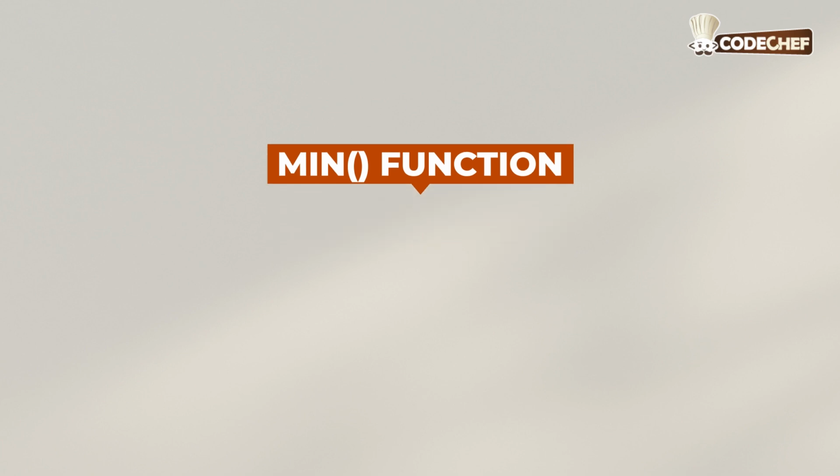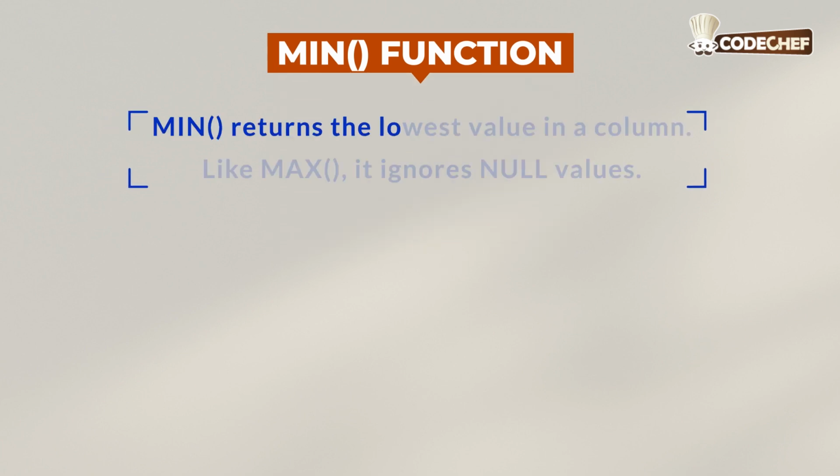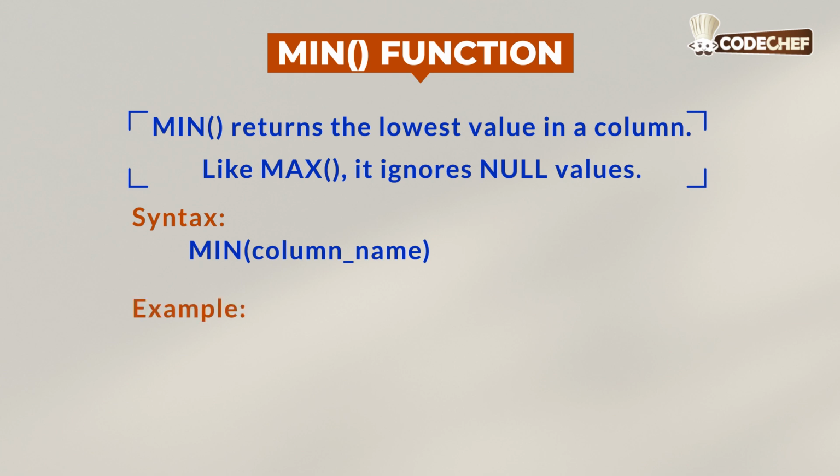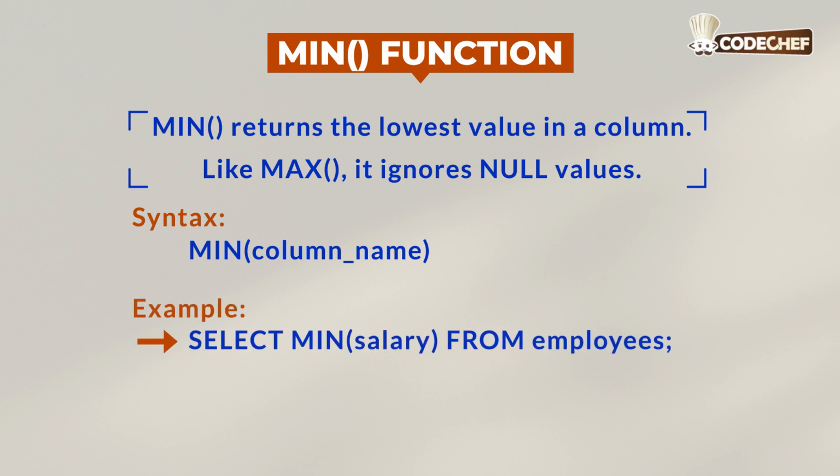Then we have the min function. Min function returns the lowest value in a column. So just like max function returns highest values, min function returns lowest value. And it also ignores null values. Syntax. Min, then inside bracket column name. For example, select min in bracket salary from employee semicolon.